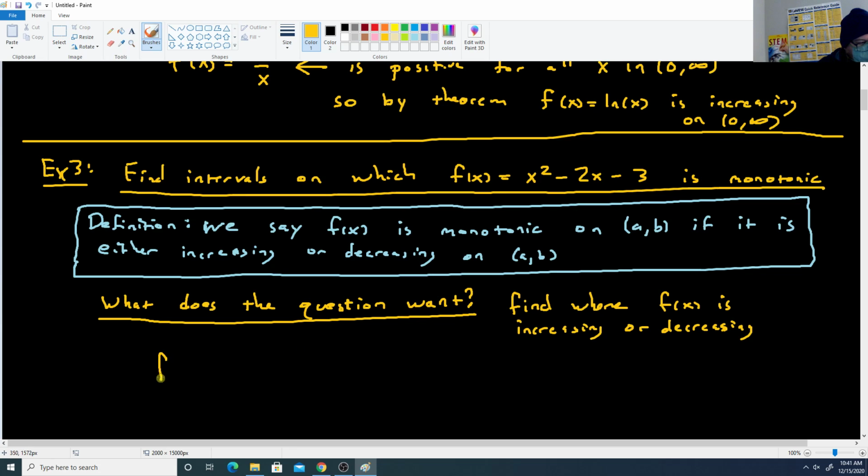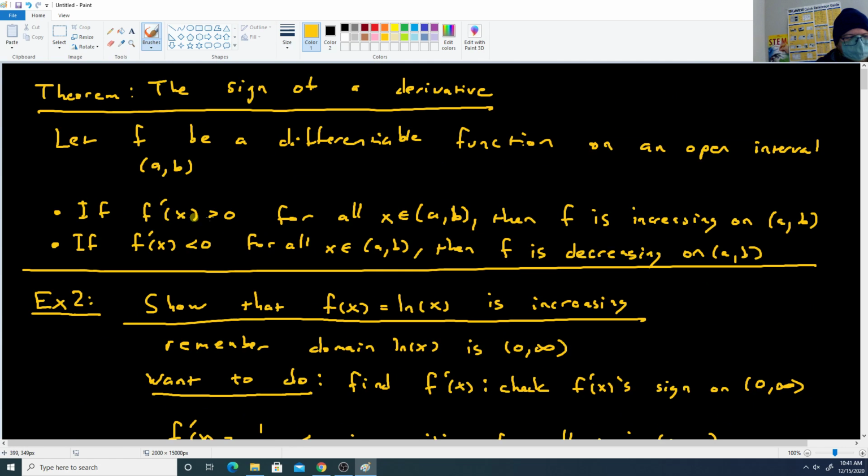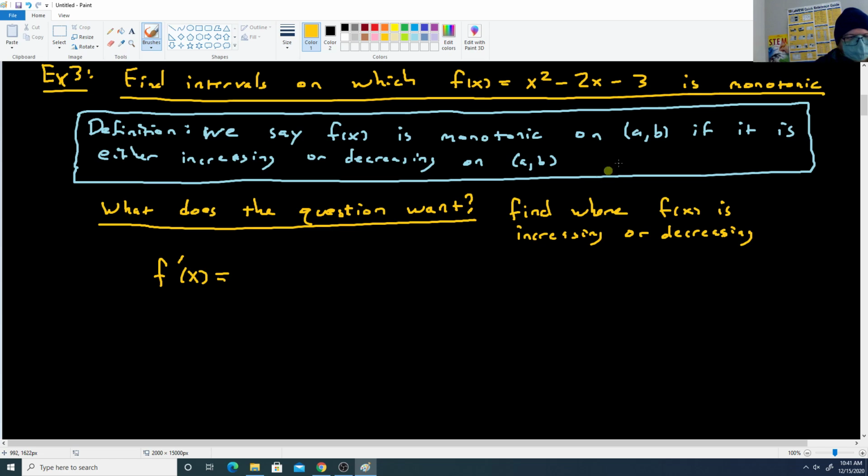Let's take the first derivative, because I want to use the theorem. If I can get the first derivative and figure out where it is positive or negative, I can use this theorem up here to figure out where the function we took the derivative of is increasing or decreasing. So the first derivative of x squared minus 2x minus 3: the derivative of x squared is 2x, the derivative of negative 2x is negative 2, and the derivative of negative 3 goes to 0. So this is our first derivative.